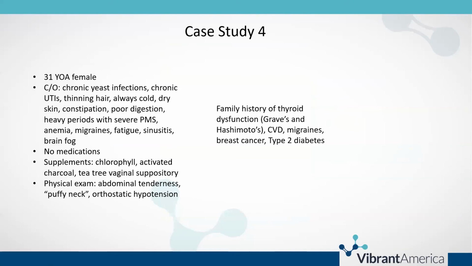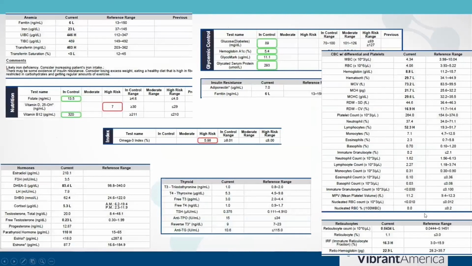So on her physical exam, her abdomen was tender, her neck was very puffy, and she did suffer from orthostatic hypotension. And the family history was a little bit rough. She had Graves and Hashimoto's on both sides of her family. History of cardiovascular disease, type 2 diabetes, female cancer, and that's just what I listed here. This is what her labs look like. The anemia pattern is very pronounced, and definitely there are a few absorption issues here.